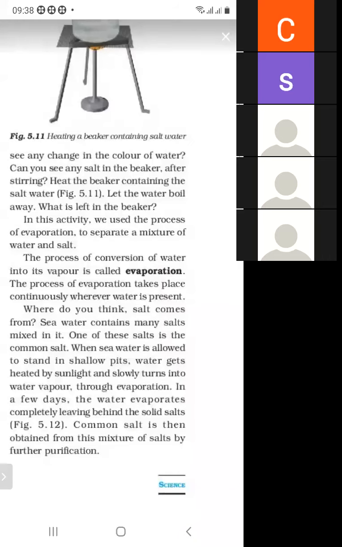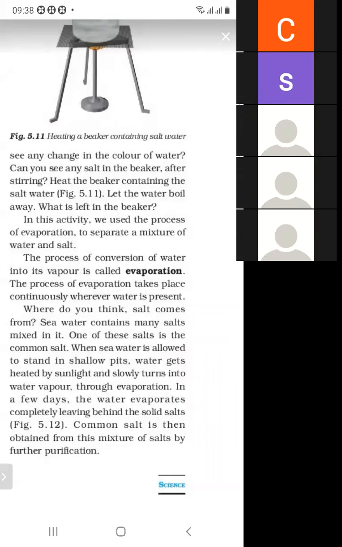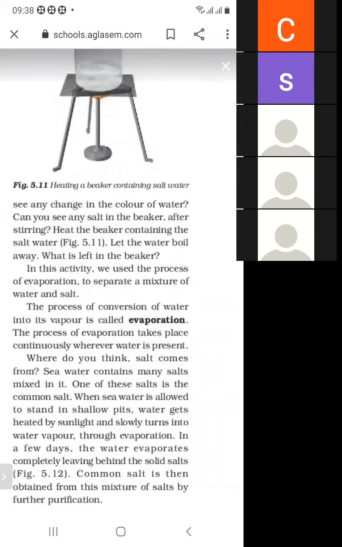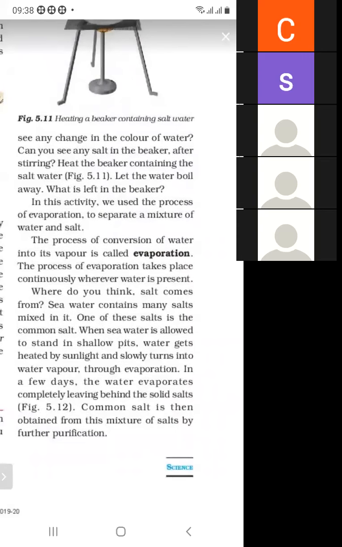And where do you think salt comes from? The salt we use in daily life, where does it come from? It comes from the seawater.